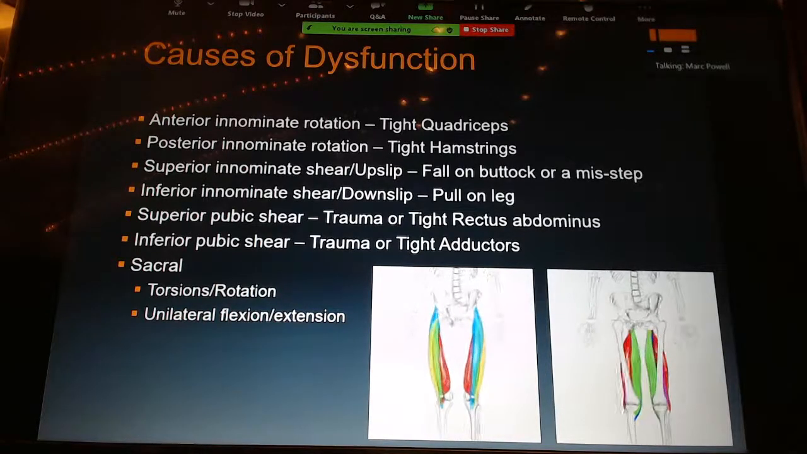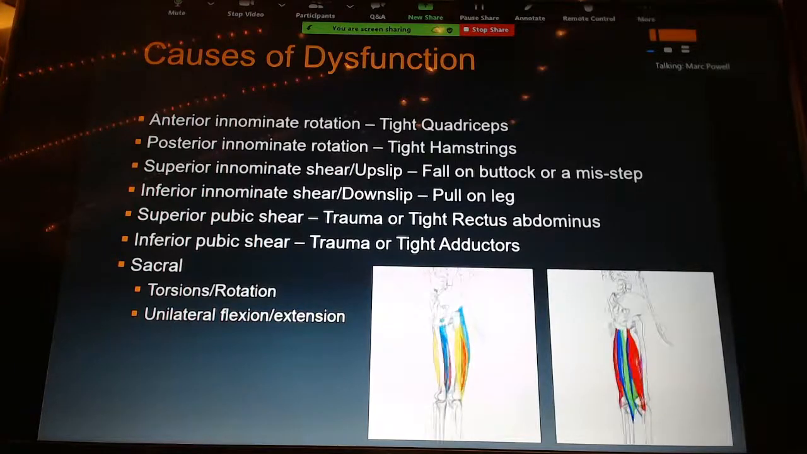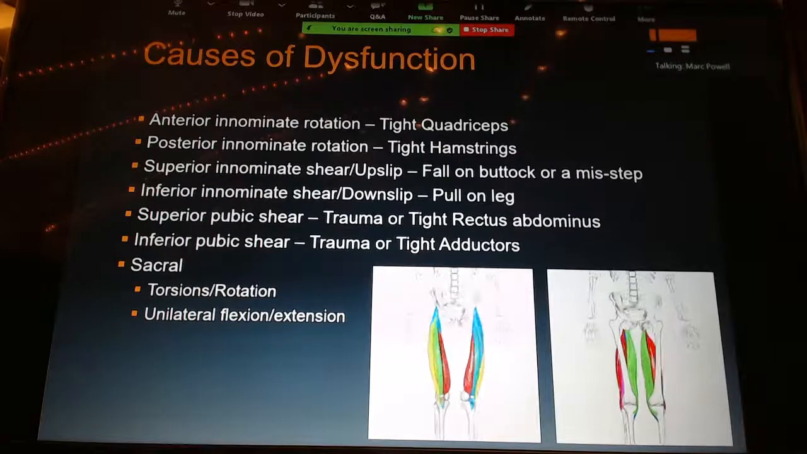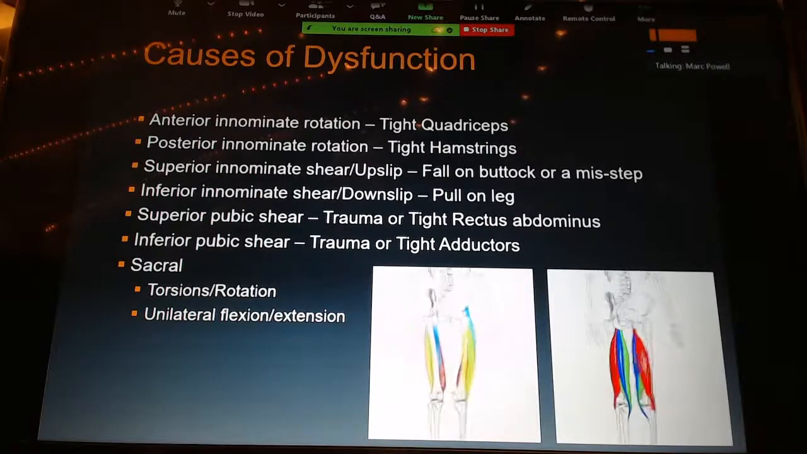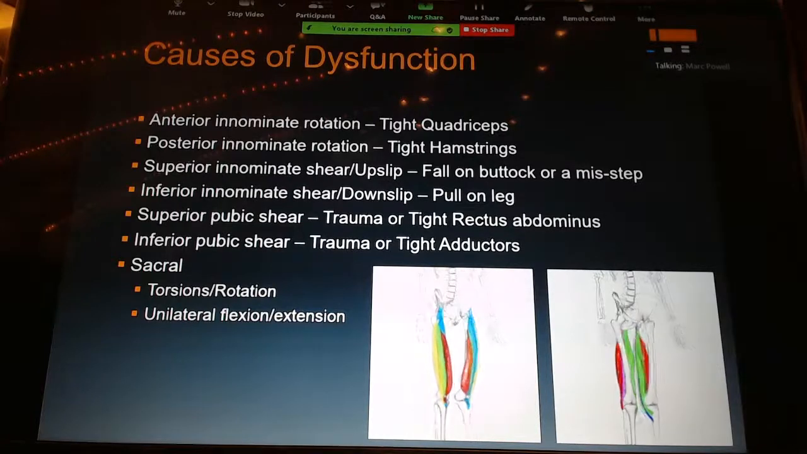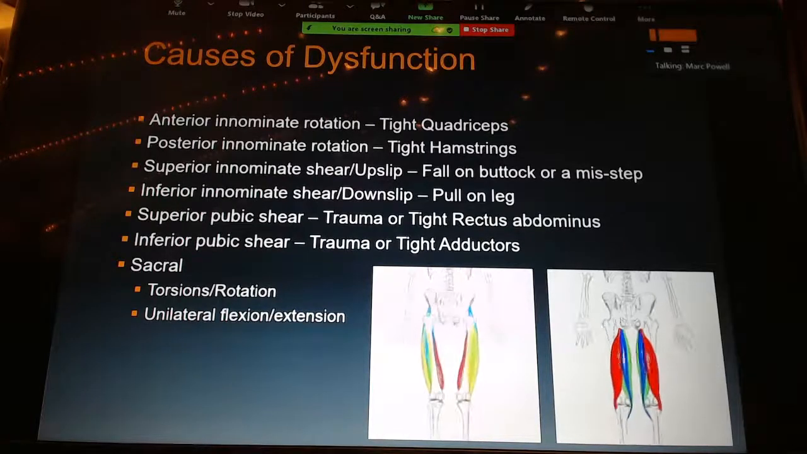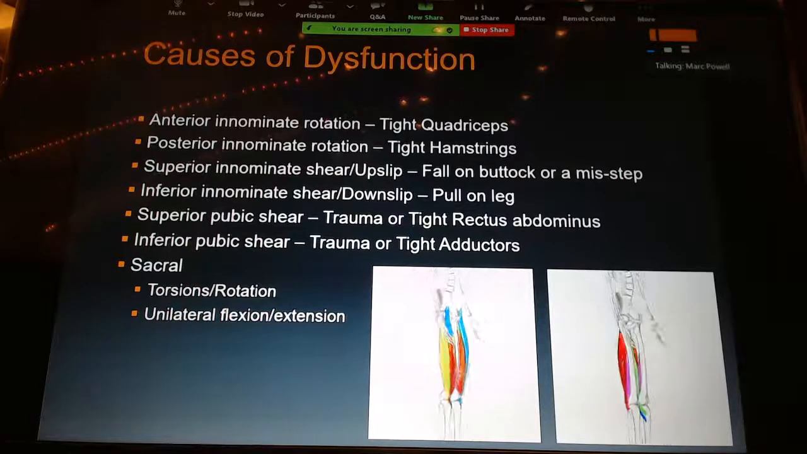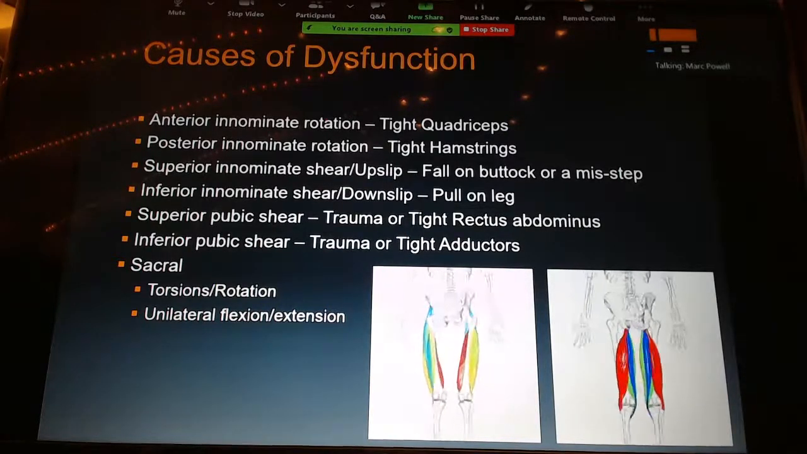Visualize it. Posterior innominate. In a second, we're going to be testing somebody's hamstring flexibility in that section. So a posterior rotated innominate, same thing. It's getting pulled back, right? What's pulling on that ischial tuberosity downwards? What attaches there? Your hamstrings. So they have tight hamstrings.